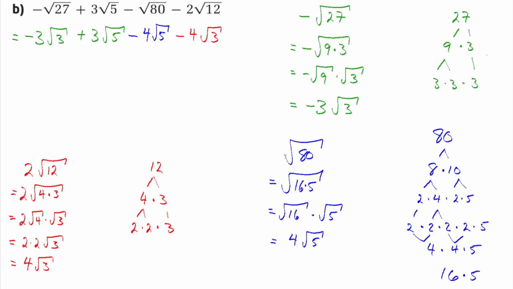And in terms of like terms, I've got 2 root 3's, so I have minus 3 root 3, and I have minus 4 root 3. So this is, again, you want to think of this like negative 3x and negative 4x.